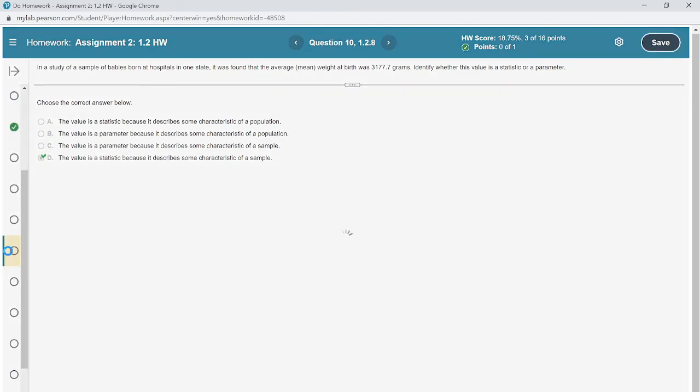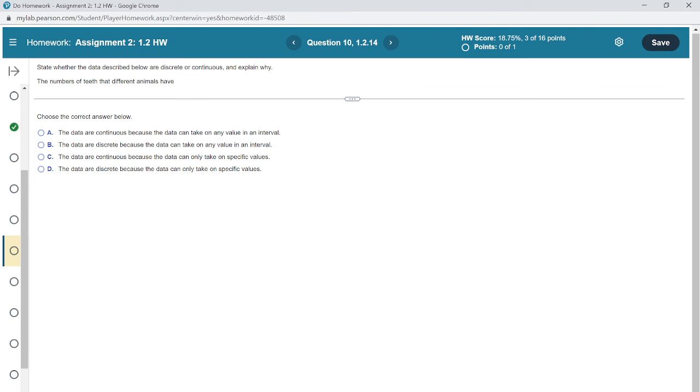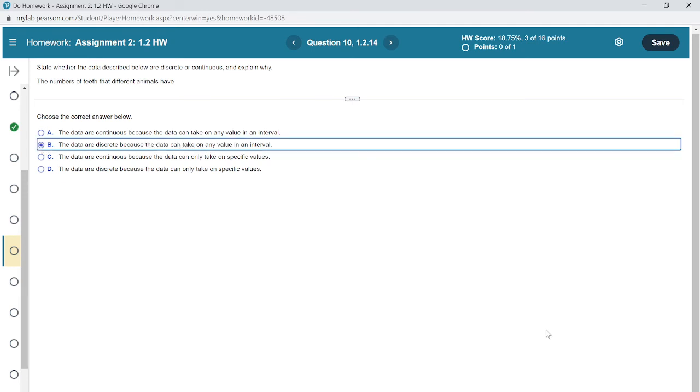Okay, let me go here. State whether the data described below are discrete or continuous. Remember, discrete means finite, continuous means infinite. So the number of teeth that different animals have. If you pick any animal, the number of teeth should always be finite. So the answer is discrete. One option says the data are discrete because the data can take on any value in an interval. Another option is the data are discrete because the data can only take on specific values. For different animals, there are different numbers of teeth.